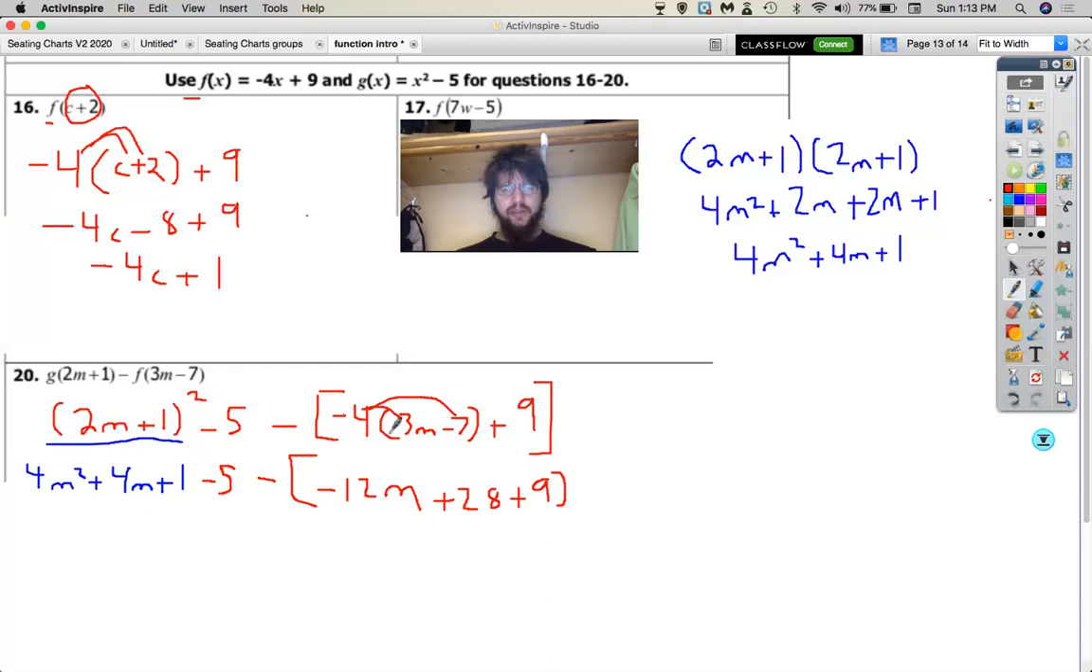Check my work. 4 times 3 is 12, and it's going to be negative. 4 times 7 is 28, and it's negative. Negative makes it positive. Okay. This is a bracket, by the way. Okay. Let's combine like terms over here. I've got 4m squared plus 4m minus 4 minus, combine like terms, negative 12m plus 37.